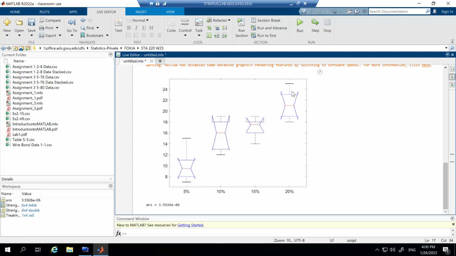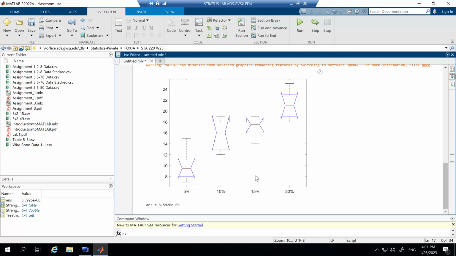And you're probably wondering why we have these really weird notches right here. Well, that actually gives a comparison interval on the median. And the way that it calculates that is the median plus or minus 1.57 times the interquartile range divided by the square root of n. So it's essentially a confidence interval for the median is what we're looking at right there. And it allows us to get a little bit more analysis and a little bit more comparison.